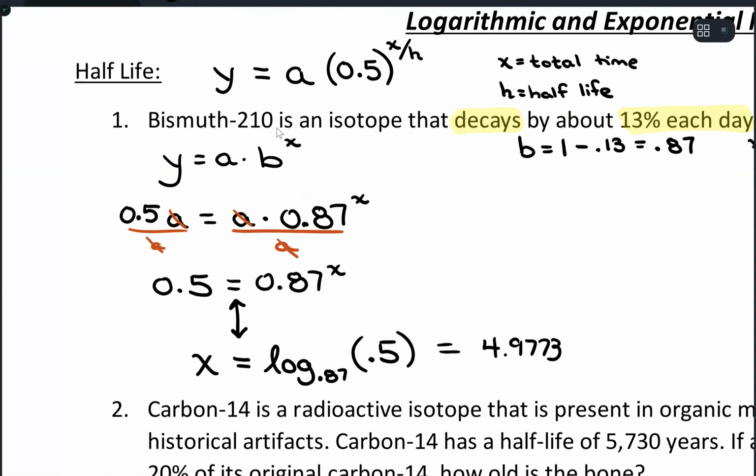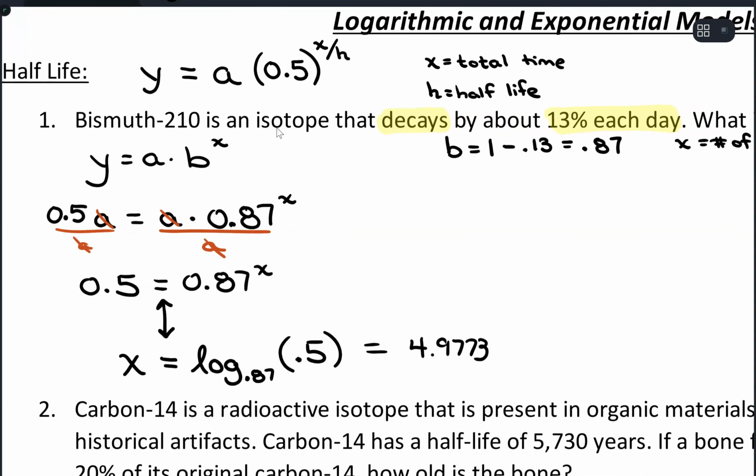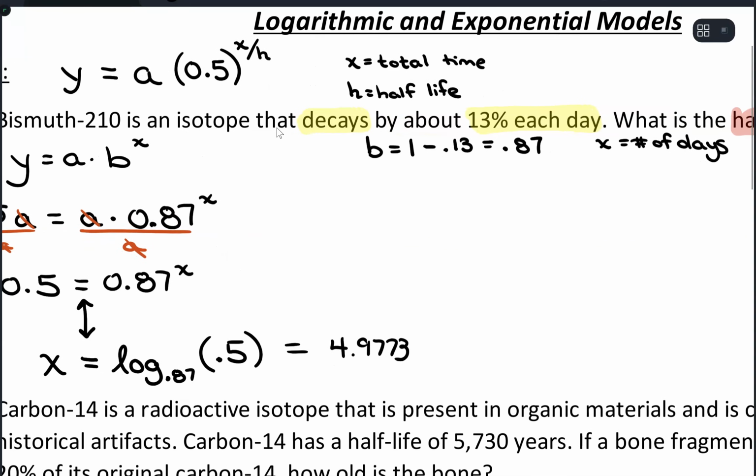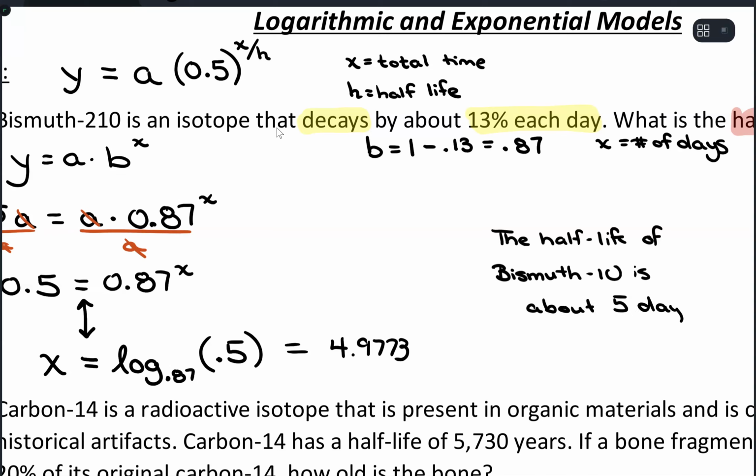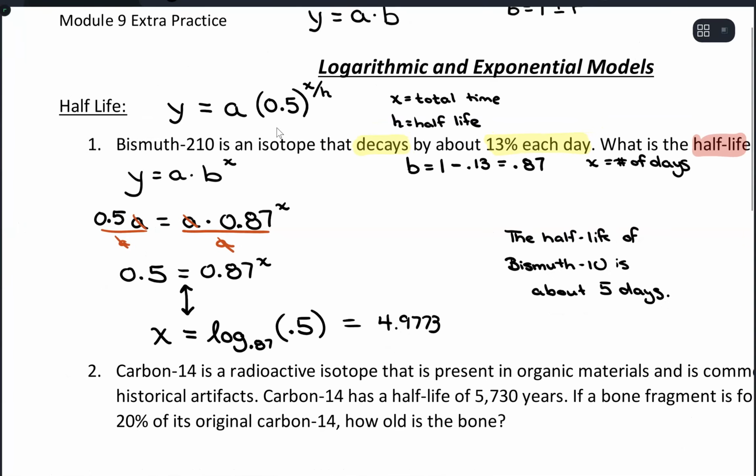And I'm just going to round that since there's some rounding in here. Let's see, they say it's about 13% each day. I'm just going to round that to 5 days. So the half-life of bismuth 10 is about 5 days. All right, so there's our first one. So just plugging in to our exponential model using that decay rate. And then since it's half-life, we're taking 1/2 of the initial amount as our output value and solving from there.